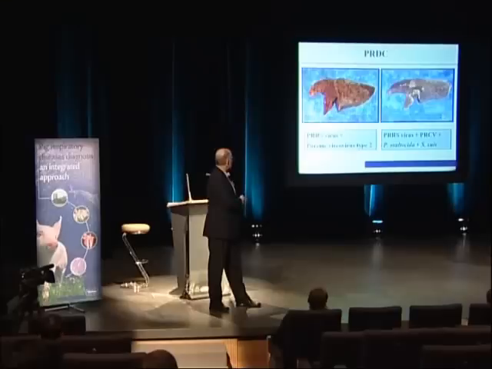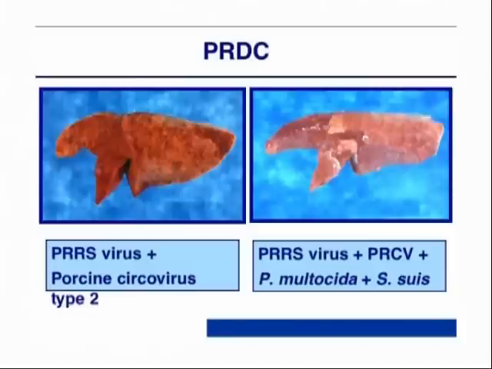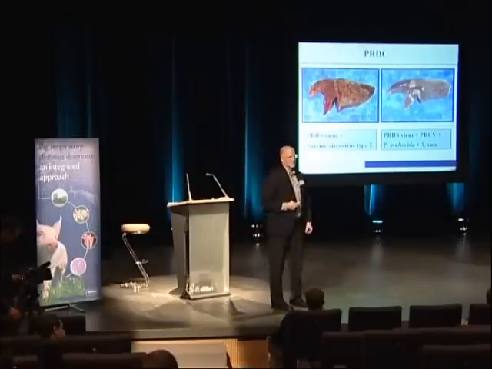In this case, we found PRRS virus and porcine circovirus type 2, as well as several different bacteria in the cranial-ventral portion of these lungs. In this set of lungs, we found PRRS virus, porcine respiratory coronavirus, Pasteurella multocida, and Streptococcus suis in these lungs.